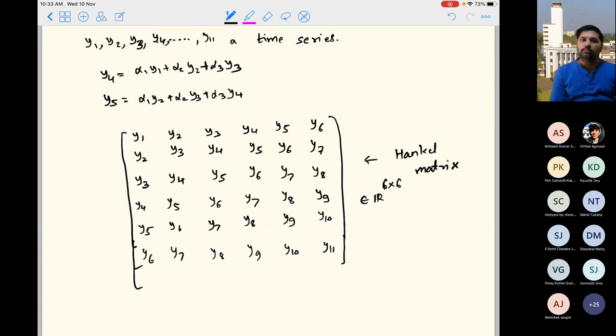Student: Sir, each row is a left permutation of the previous row. Correct. That is the way I have arranged it, right? That's why I get that anti-diagonal structure. That's also okay. But more than that, can you say something about the rank of this matrix? What do you think should be the rank of this matrix? Student: It is going to be full rank. It should be a full rank matrix. Why do you think it should be a full rank matrix?